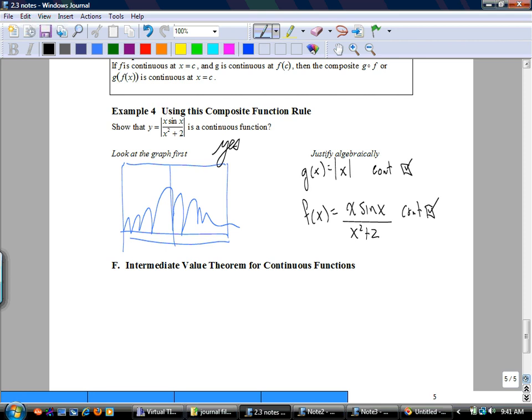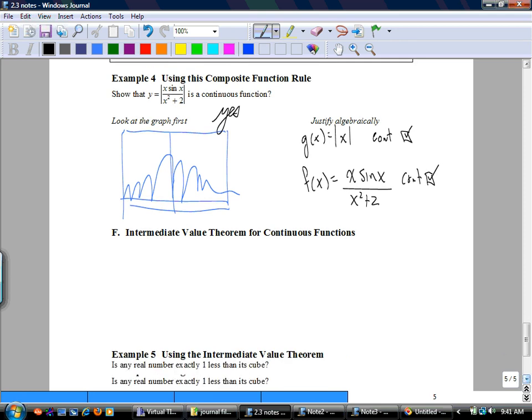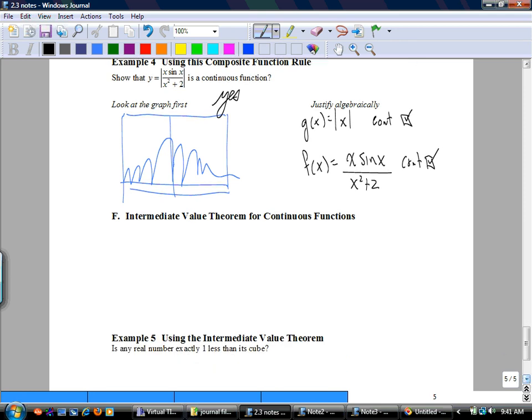Okay, we're going to try and do this. Page 79. A function y equals f of x that is continuous on some closed interval a, b takes on every value between f of a and f of b.